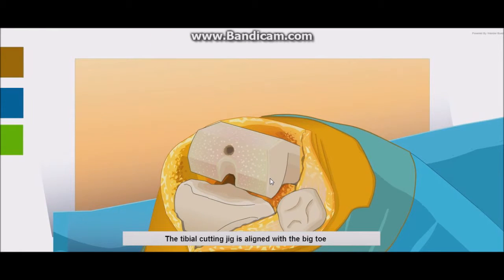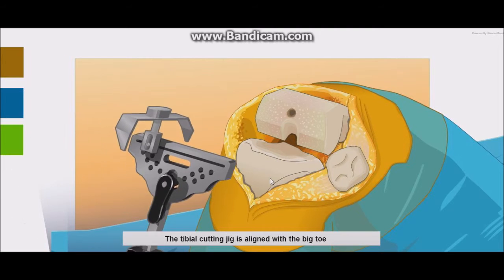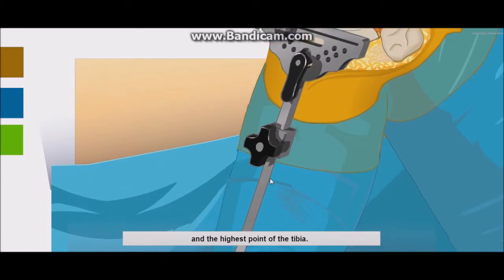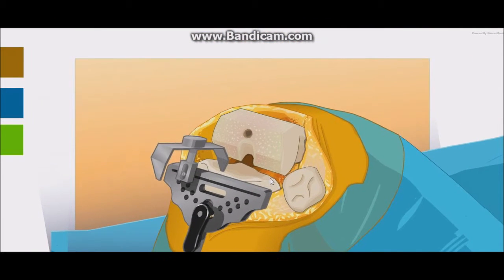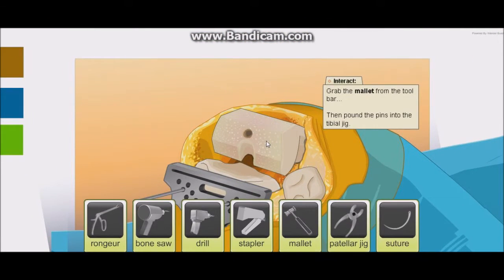Let's move on and shape the tibia. The tibial cutting jig is aligned with the big toe and the highest point of the tibia. This will ensure the leg is properly aligned after surgery. Secure the jig in place with more pins.